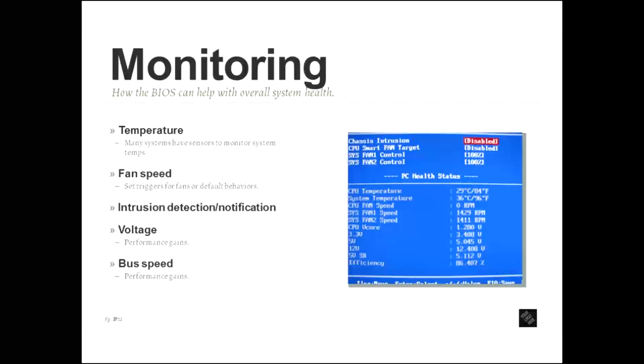Then you have your bus speeds. You can actually see what your system bus is running. That is the throughput through the channels. Some BIOSes will allow you to tweak those a little bit, make some fine adjustments. Usually, though, I would stay away from those.